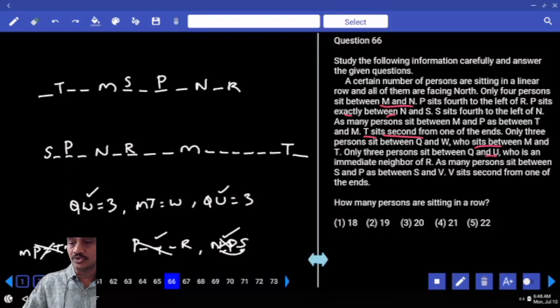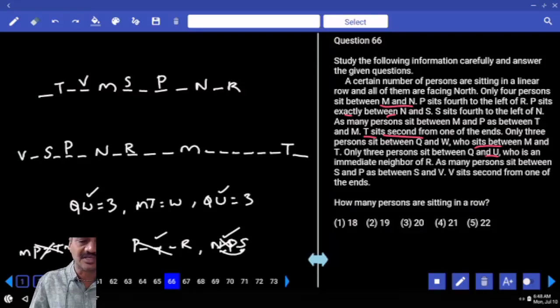And U is an immediate neighbor of R. And next one, as many persons between S and P as between S and V. Between S and P there is 1 person, so between S and V there must be exactly 1 person.